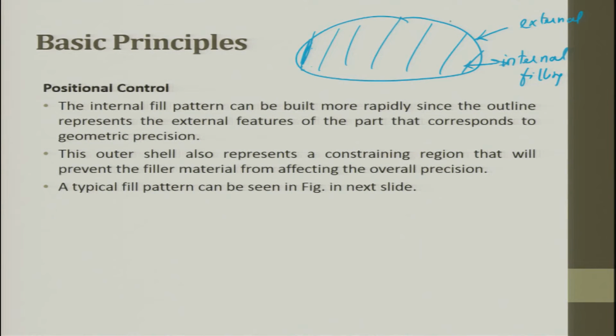Now, this is what precise control is required for. Internal, it's just to fill material. So, the internal fill pattern can be built more rapidly, no control, since the outline represents the external feature of the part that corresponds to the geometric position. This outer shell also represents a constraining region that will prevent the filler material from affecting the overall precision. A typical fill pattern can be seen.